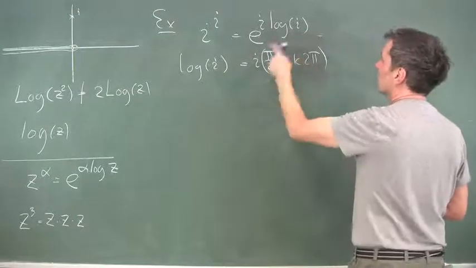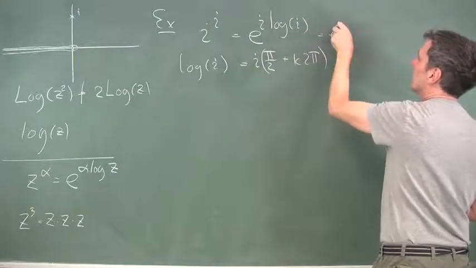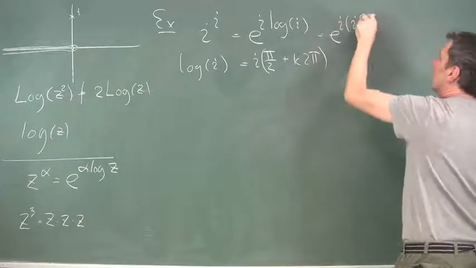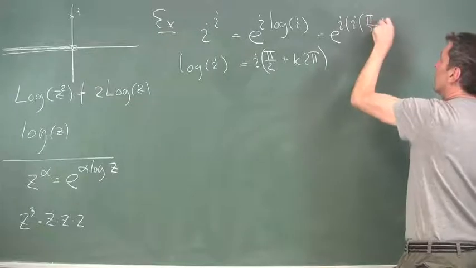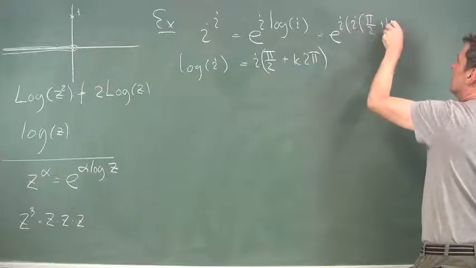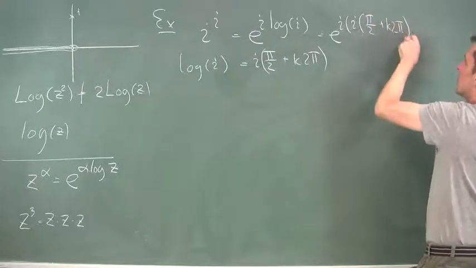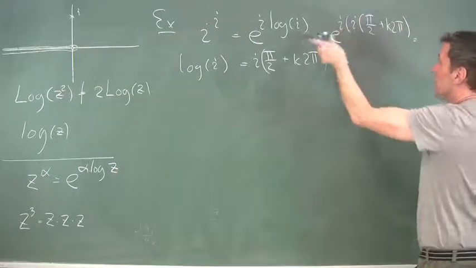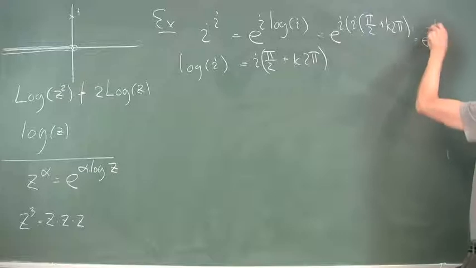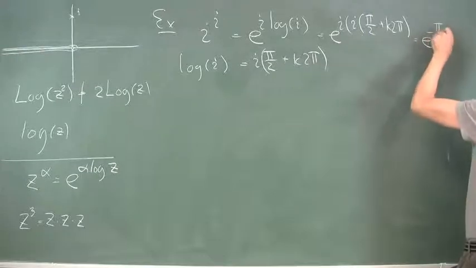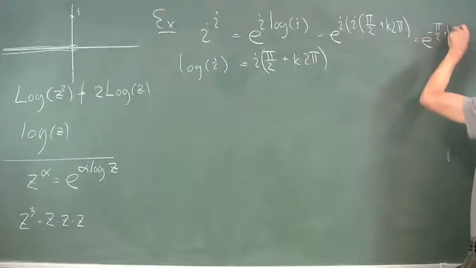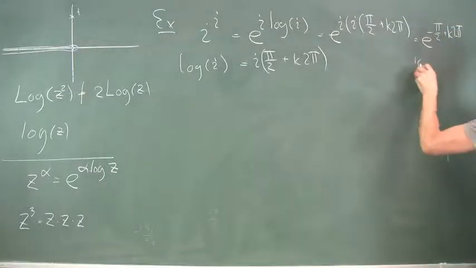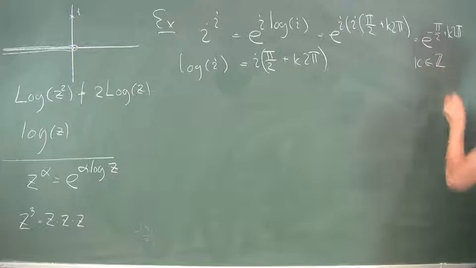And if you insert this here, you see that we get e to the power i times (pi divided by 2 plus 2 pi k). And now, of course, i times i will just be minus 1. So we see now that we get these possible values here, where k is any integer.